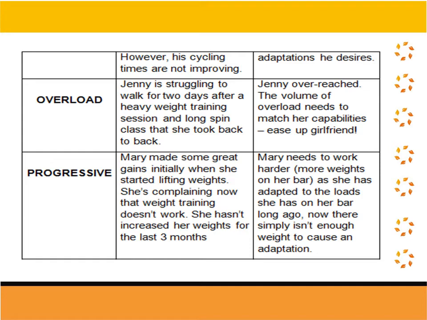Next, we have overload. So, for example, in overload, Jenny is struggling to walk for 2 days after a heavy weight training session and long spin class that she took back to back. So the conclusion is Jenny overreached. The volume of overload needs to match her capabilities and her fitness.